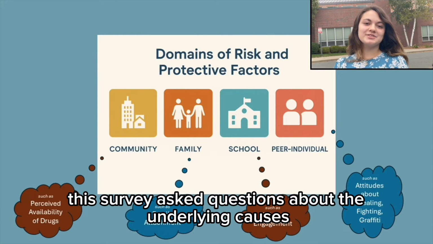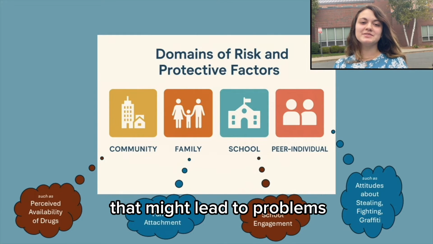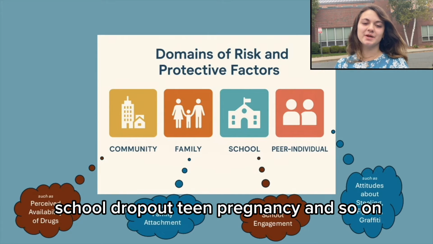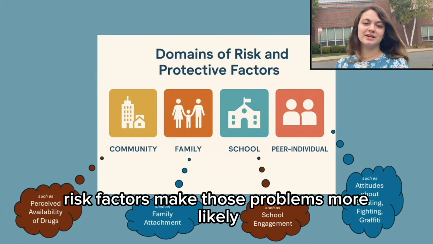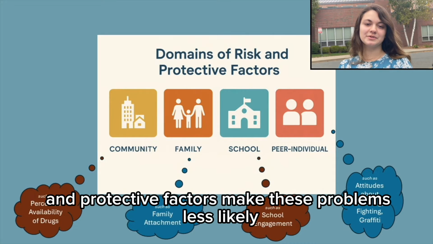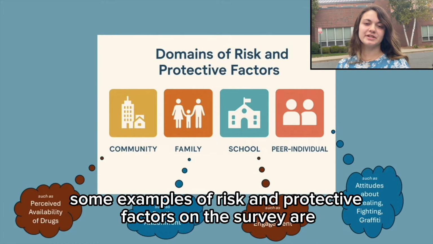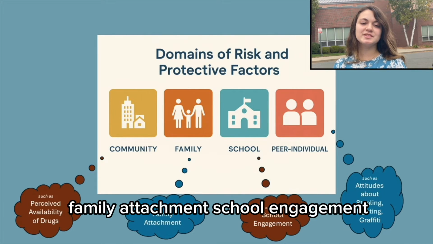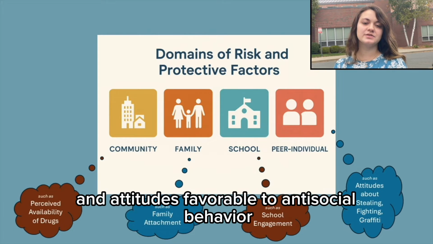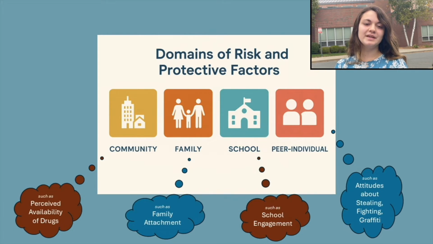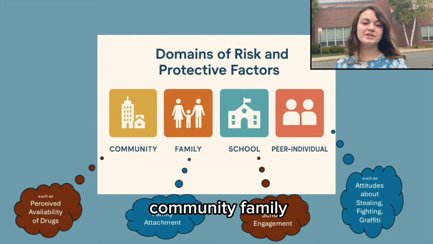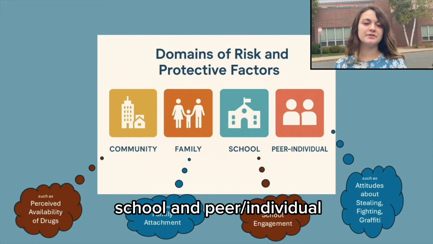I will be sharing data about risk and protective factors. This survey asks questions about the underlying causes that might lead to problems like drug and alcohol use, violence, school dropout, teen pregnancy, and so on. Risk factors make those problems more likely, and protective factors make these problems less likely. Some examples of risk and protective factors on the survey are perceived availability of drugs, family attachment, school engagement, and attitudes favorable to antisocial behavior. Each of these examples is related to one of four different domains: community, family, school, and peer and individual.